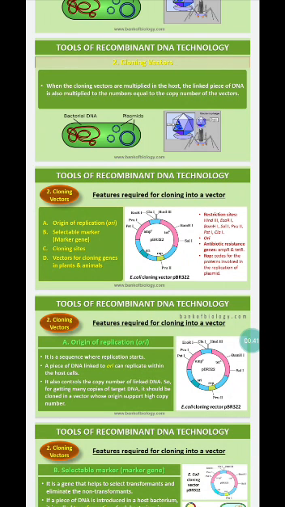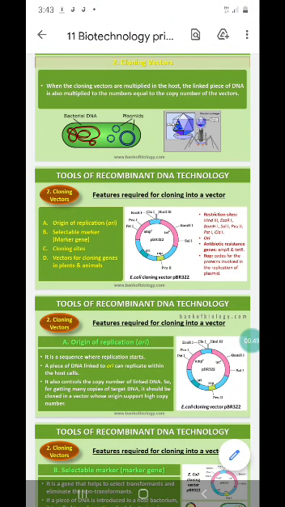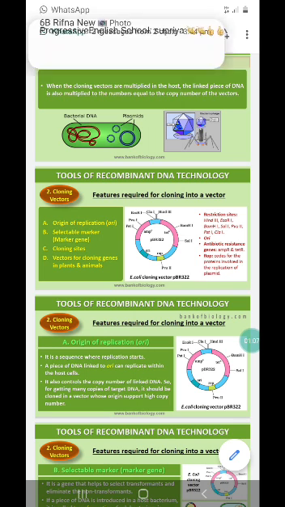Now, when the cloning vectors are multiplied in the host, the linked piece of DNA is also multiplied to the number equal to the copy number of the vectors. Remember what copy number is? The ORI will control the copy number of the plasmid.